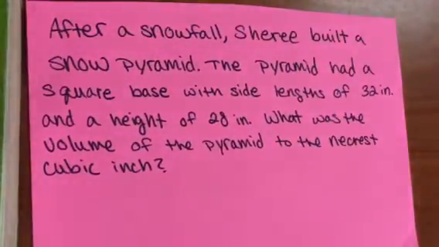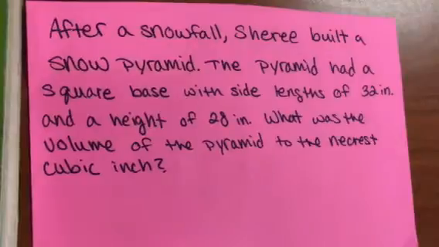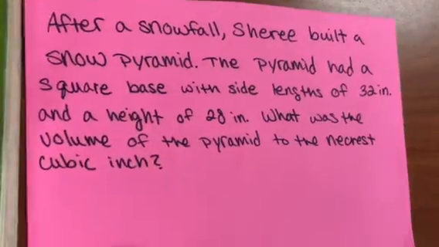After a snowfall, Cherie built a snow pyramid. The pyramid had a square base with side lengths of 32 inches and a height of 28 inches. What was the volume of the pyramid to the nearest cubic inch?